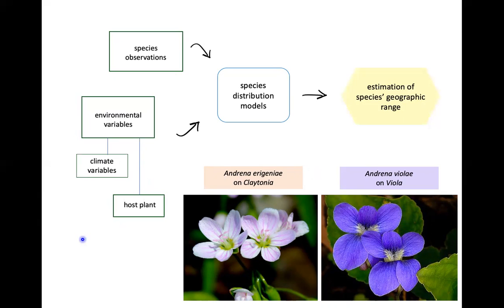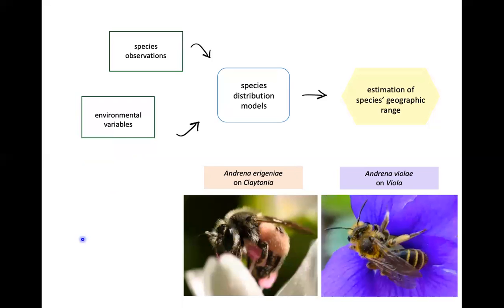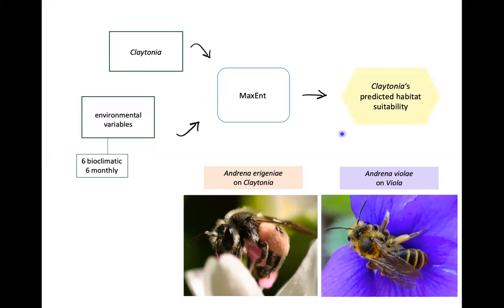So in order to represent the host plant, I'd use their predicted habitat suitability, as I wanted to see if the incorporation of the host plant's habitat suitability would help explain the restricted distributions of these bees, particularly in northern regions such as Canada. So first I needed to model the host plant's habitat suitability in order to have this variable ready. For the environmental variables, I'd picked 6 bioclimatic and 6 monthly climate variables from historical records, and using the host plant's occurrence records, here Claytonia, its distribution was modeled using a maximum entropy modeling software called Maxent, which gave me Claytonia's predicted habitat suitability.